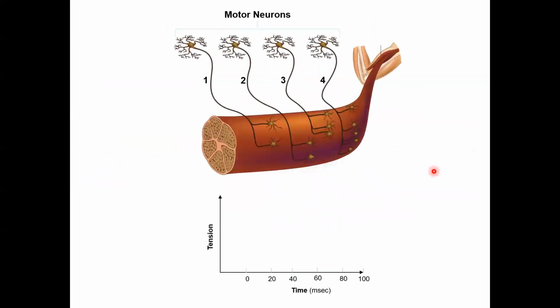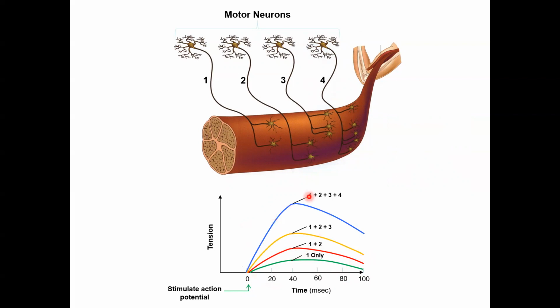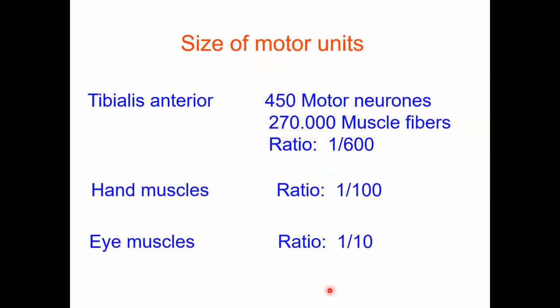Now you see here we have, for example, 4 units. If I innervate only 1 unit, then I get this mechanical contraction. By 2 units, 1 and 2 together, I get this one; 1, 2, 3, that one; and all of them together, a higher mechanical contraction. That is the way we regulate the force of our muscle.